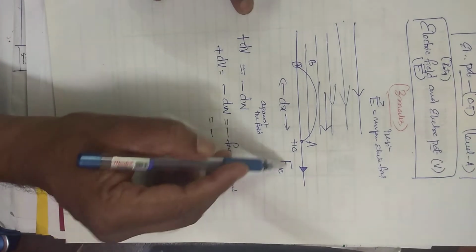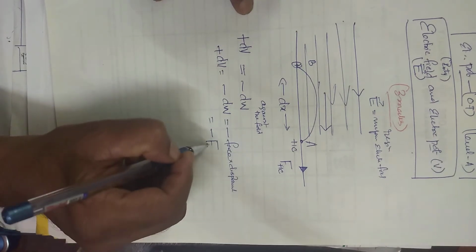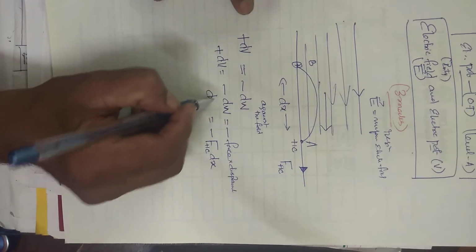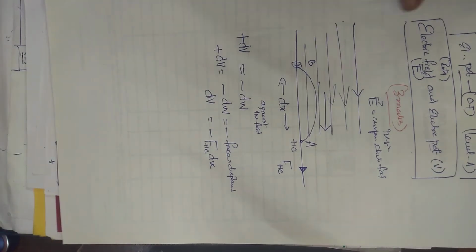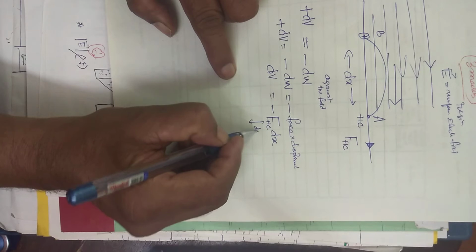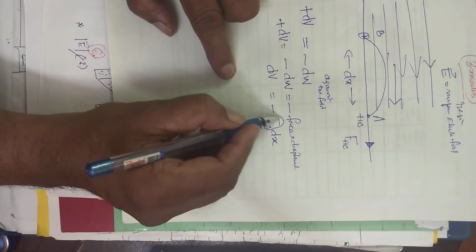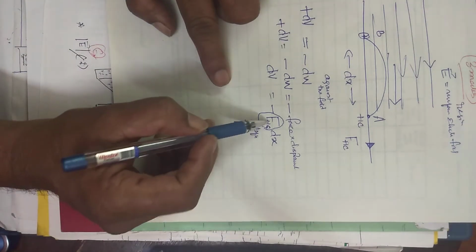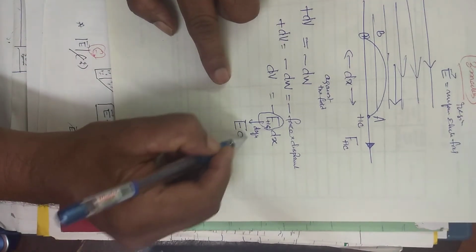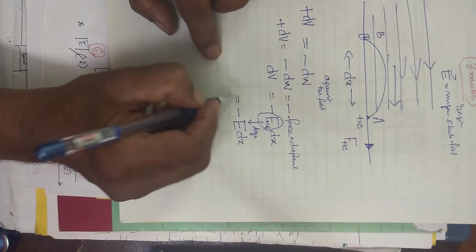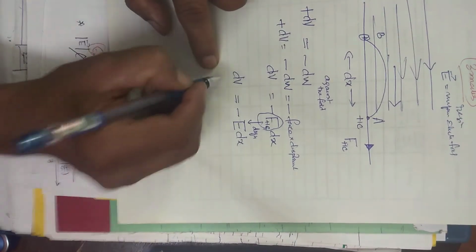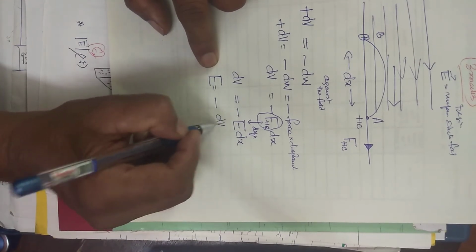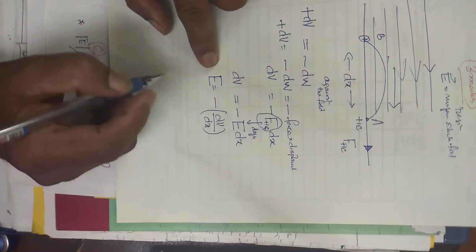Here the force is the force acting on a unit charge, and the displacement is dx. Therefore, this is dV. By definition, the force acting on a unit charge is nothing but electric intensity. So E dx with a minus sign is equal to dV. Therefore, electric intensity is equal to minus dV by dx.